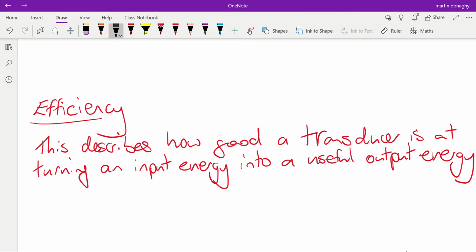Now, when it comes to energy being changed from one form to another, a term we use often when describing this is efficiency. It just describes how good a transducer is at turning a particular type of input energy into the useful output energy that we want. A transducer is just any device that changes energy from one form into another. This can best be shown through some examples.